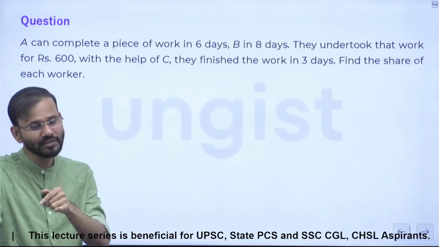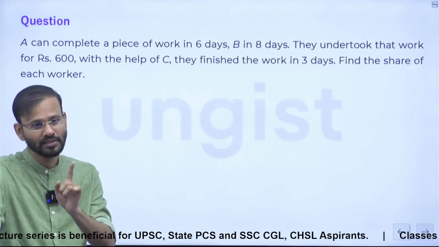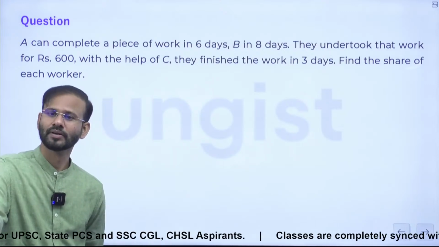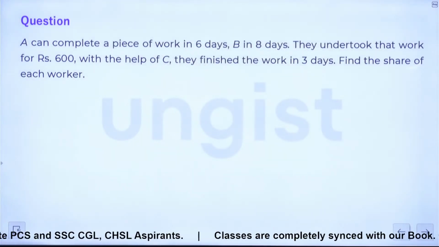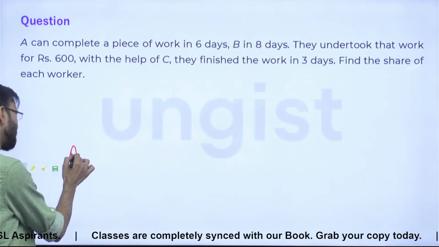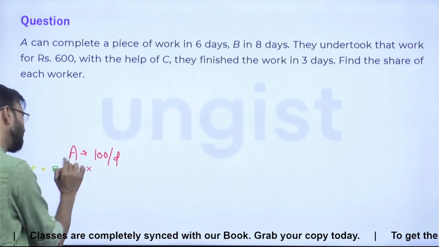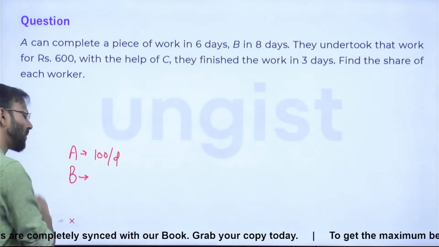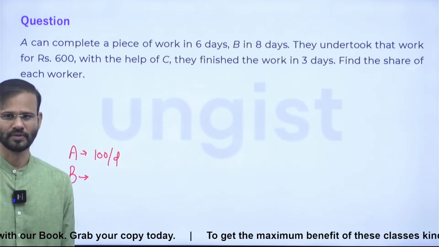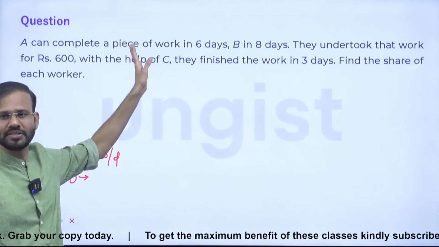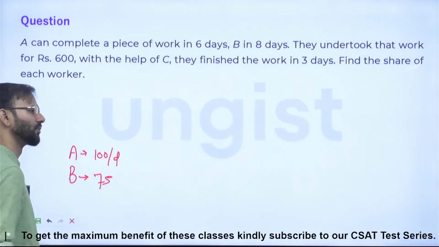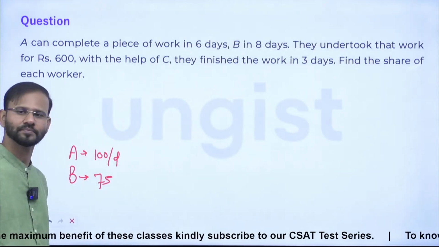And what amount he is getting against it? 600. 600 in 6 days. It means 100 rupees per day, right? So if I talk about the wages, A is getting 100 rupees per day, right? Think on it. Acha. What about B? If B is doing the entire task alone, he will take 8 days. For 8 days, he will get 600 rupees. So in 1 day, he is getting 75 rupees, right? Okay. So this is one approach.